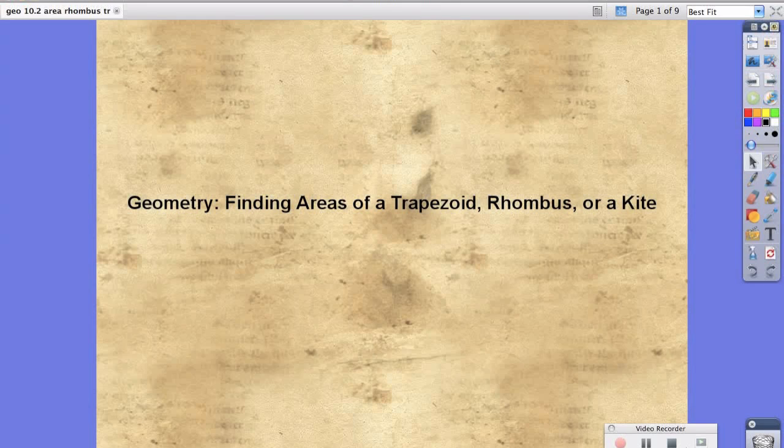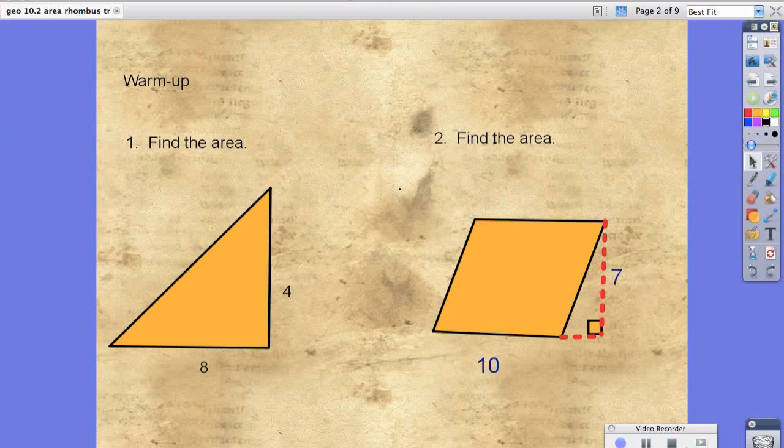Hello students, today in your geometry class, you're going to be working on finding areas of a trapezoid, rhombus, or a kite. So before we start, let's try working on these two quick practice problems.